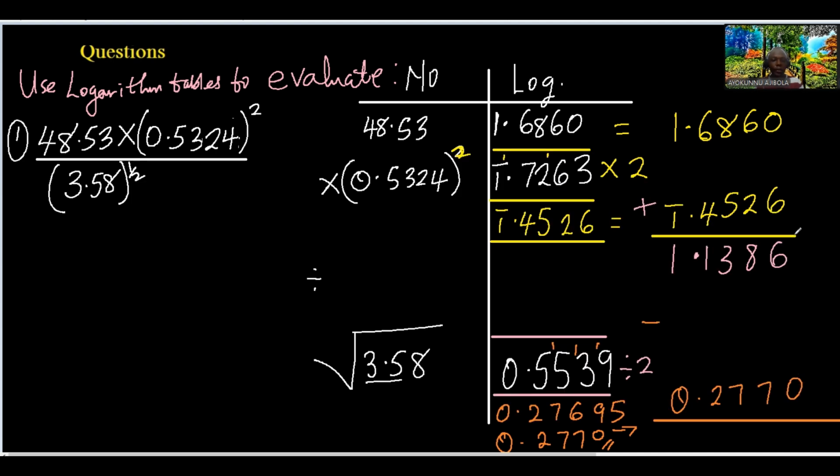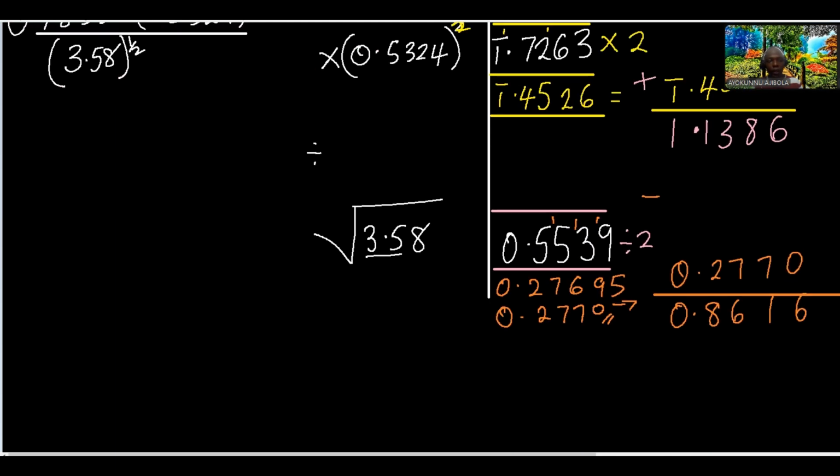0.2770. So 6 minus 0 is 6. 8 minus 7 is 1. 13 minus 7 is 6. And this is 0, making 10. 10 minus 2 is 8. And 0 minus 0 is 0. So this would be the final answer under logarithm. Then we have to take it to antilog.